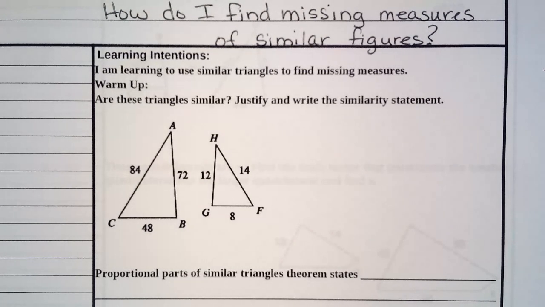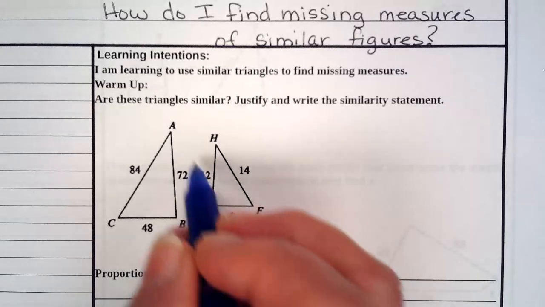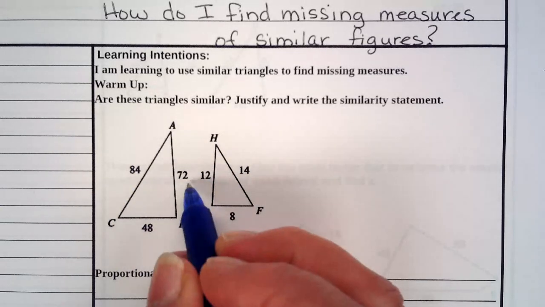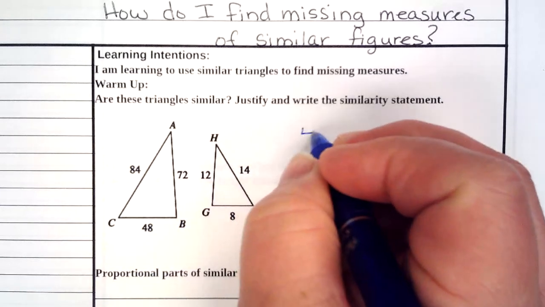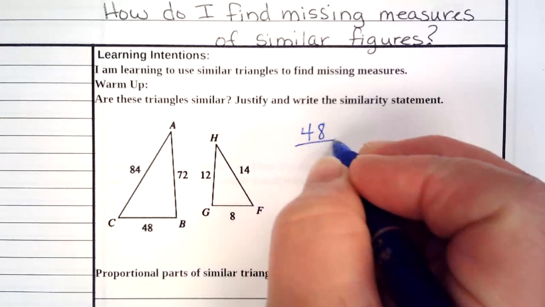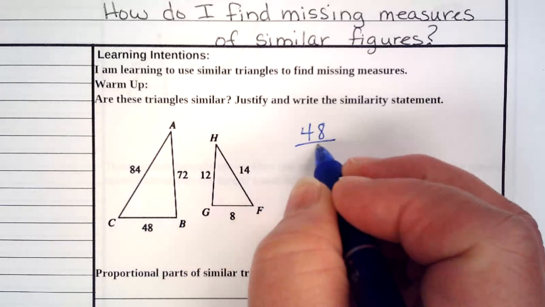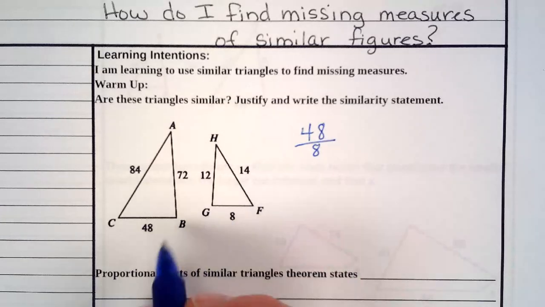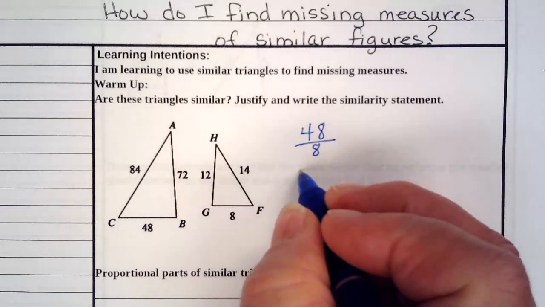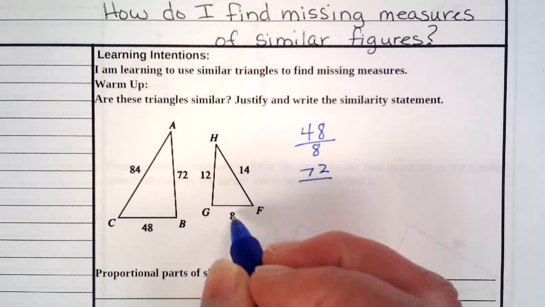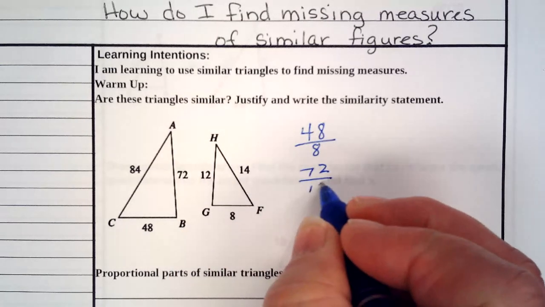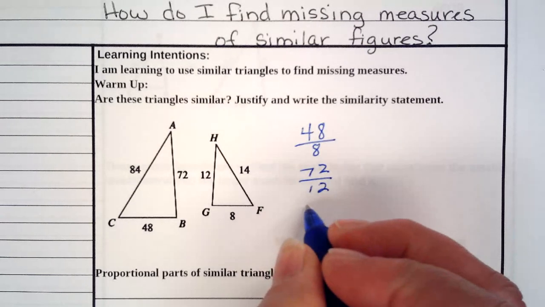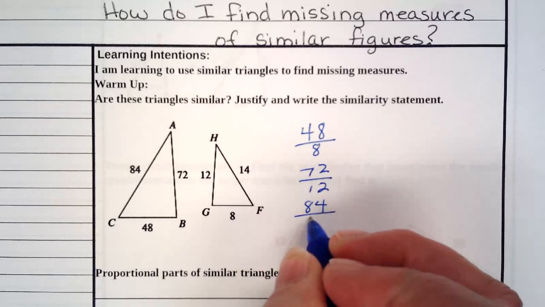So what we need to do is to match up our proportional sides. If I'm looking over here, the smallest side is 48. Over here, the smallest side is 8. The next side is 72. Next side is 12. And finally, 84 and 14.